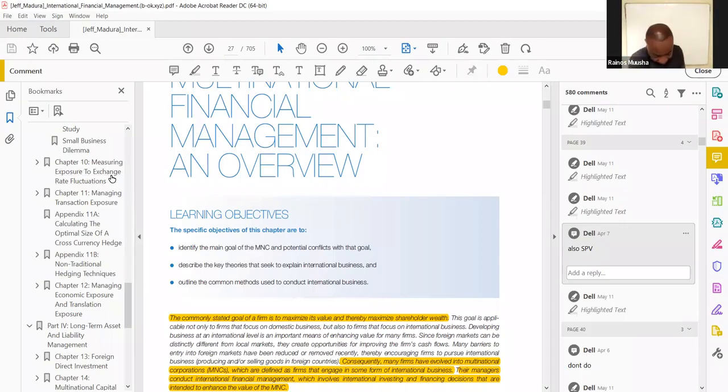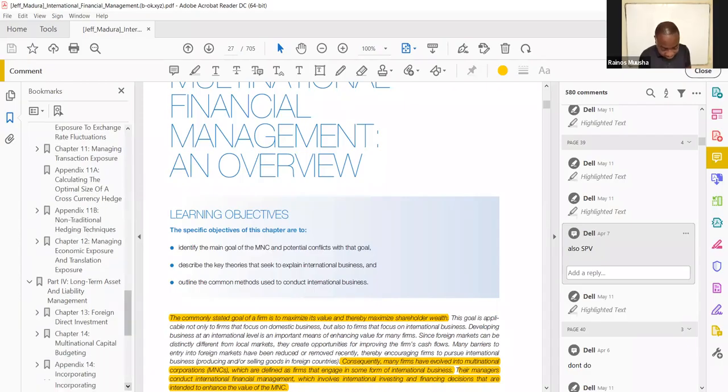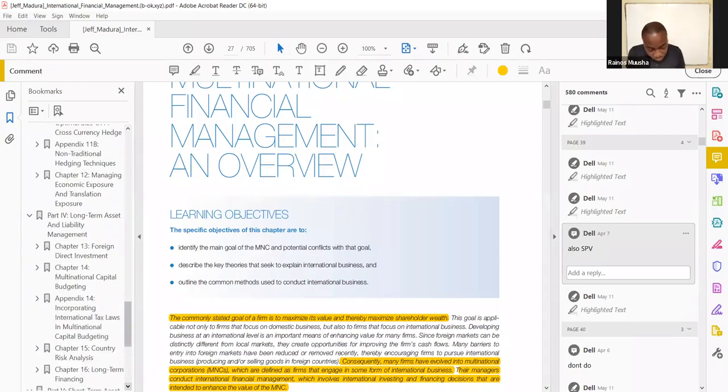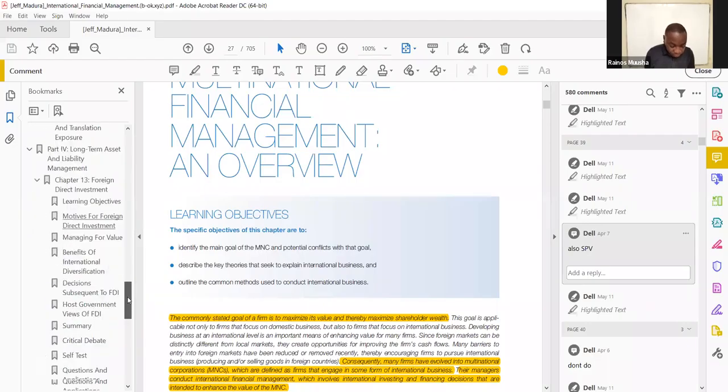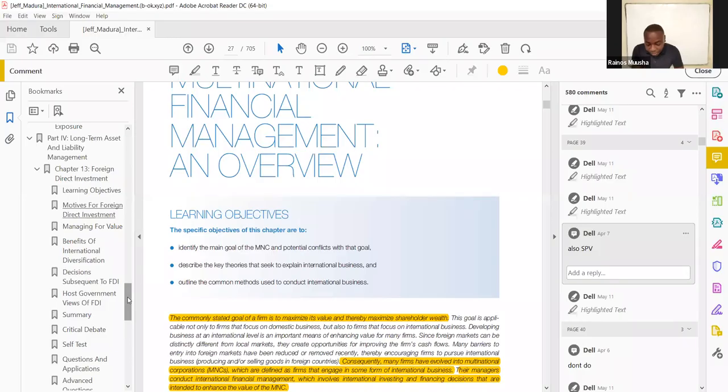Sorry about that. Then moving on from chapter 12 to chapter 13, we also look at foreign direct investment: how do you assess foreign direct investment, and how does it overall benefit the multinational corporation?